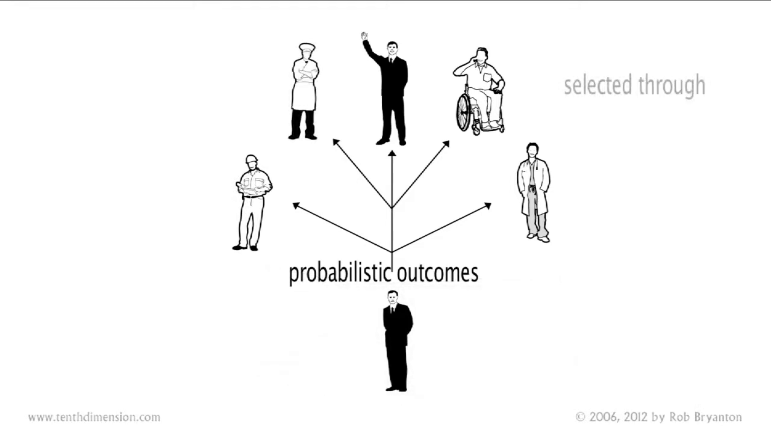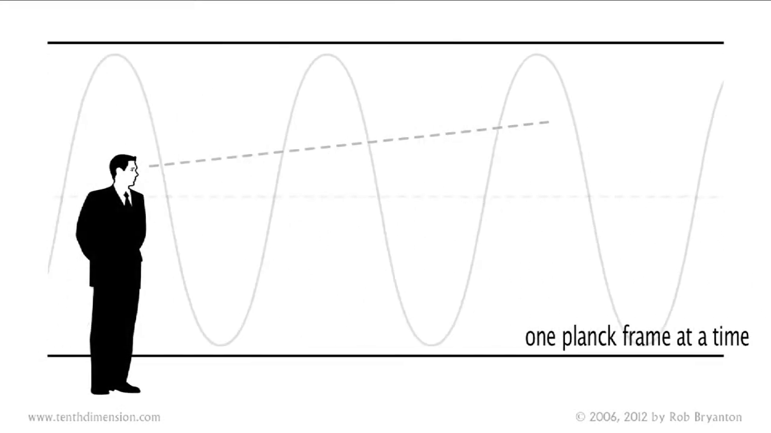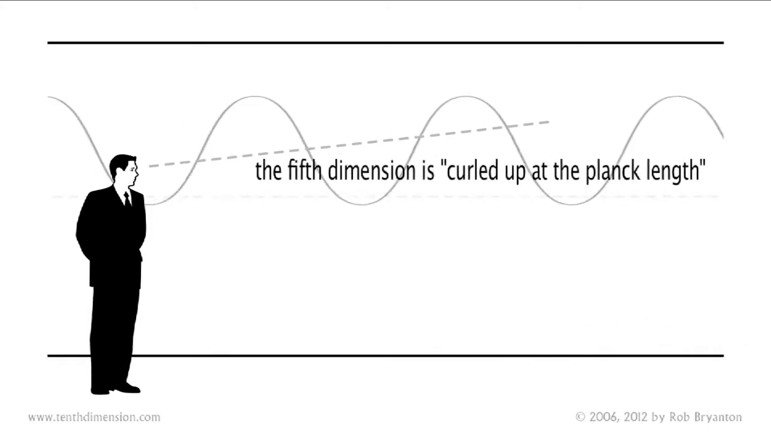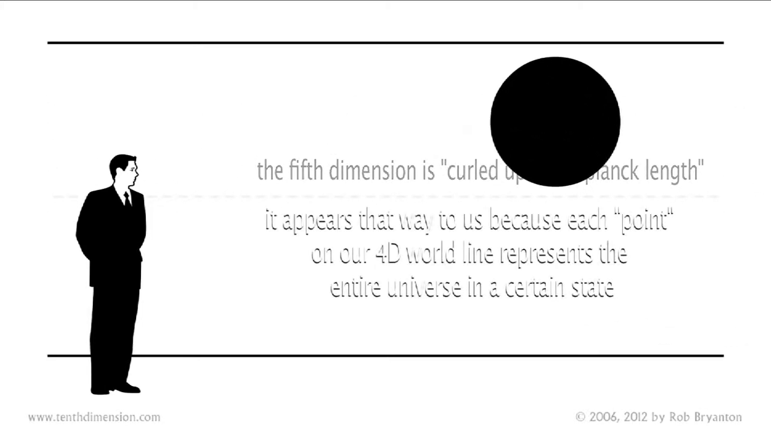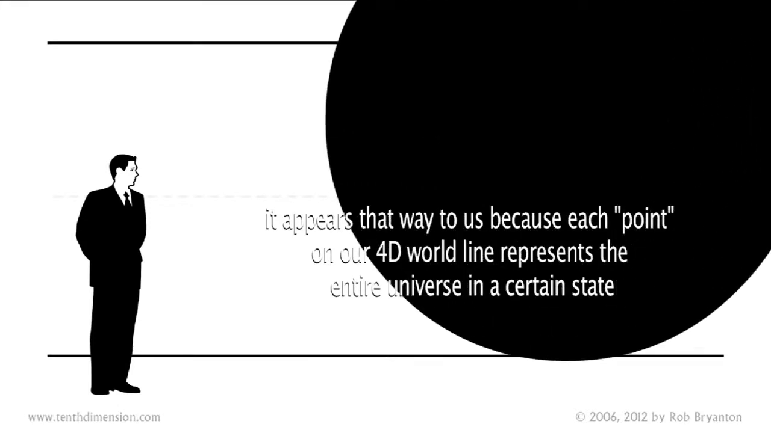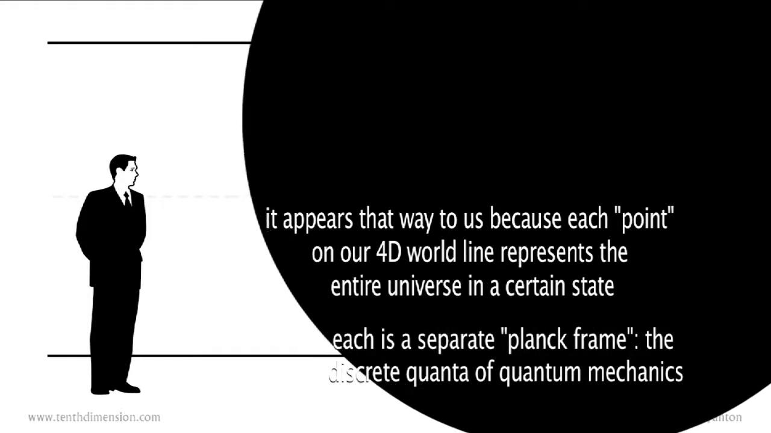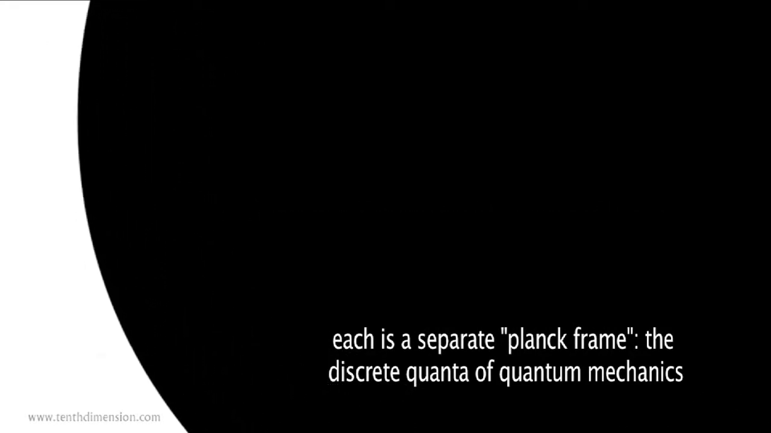Those branches will be influenced by our own choice, chance, and the actions of others. We move through those branches one Planck frame at a time, and this is why some physicists say that the fifth dimension is curled up at the Planck length, because from our reference frame, that's how it appears. It's important to note, though, that Everett was also very clear that causality could not be violated as we observe one outcome or another. So right now, there is zero probability that you or I can suddenly be in the world where, for instance, Michael Jackson is still alive.